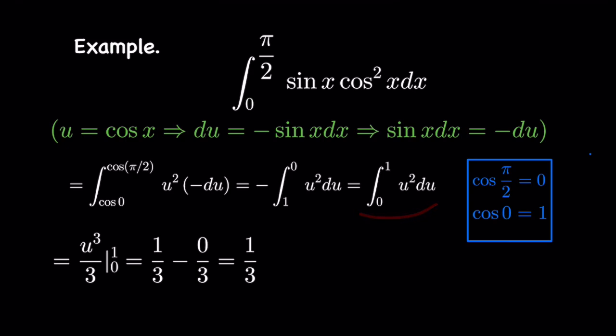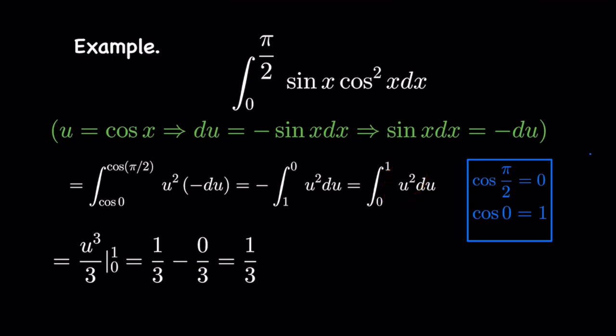Now this is a very simple integral. So what I'm using here is this property of definite integrals: if you multiply a definite integral by a minus sign, you can change the order of lower and upper bound. Now this is a simple integral to evaluate.